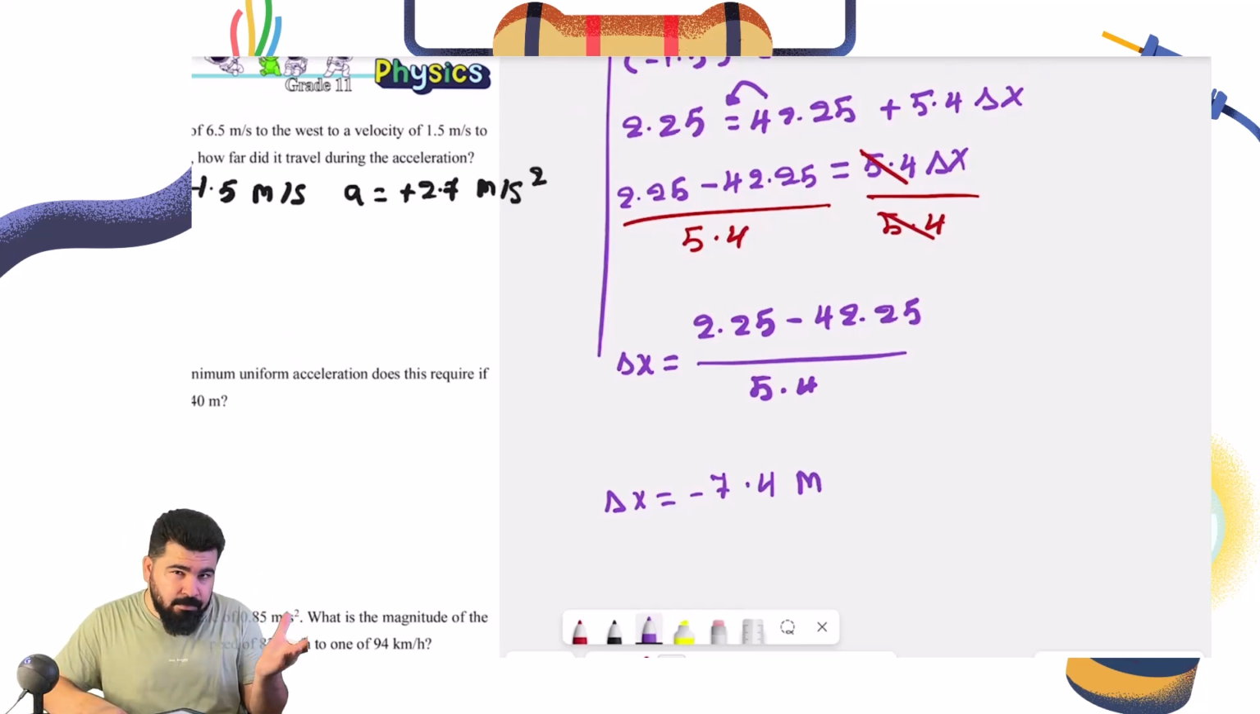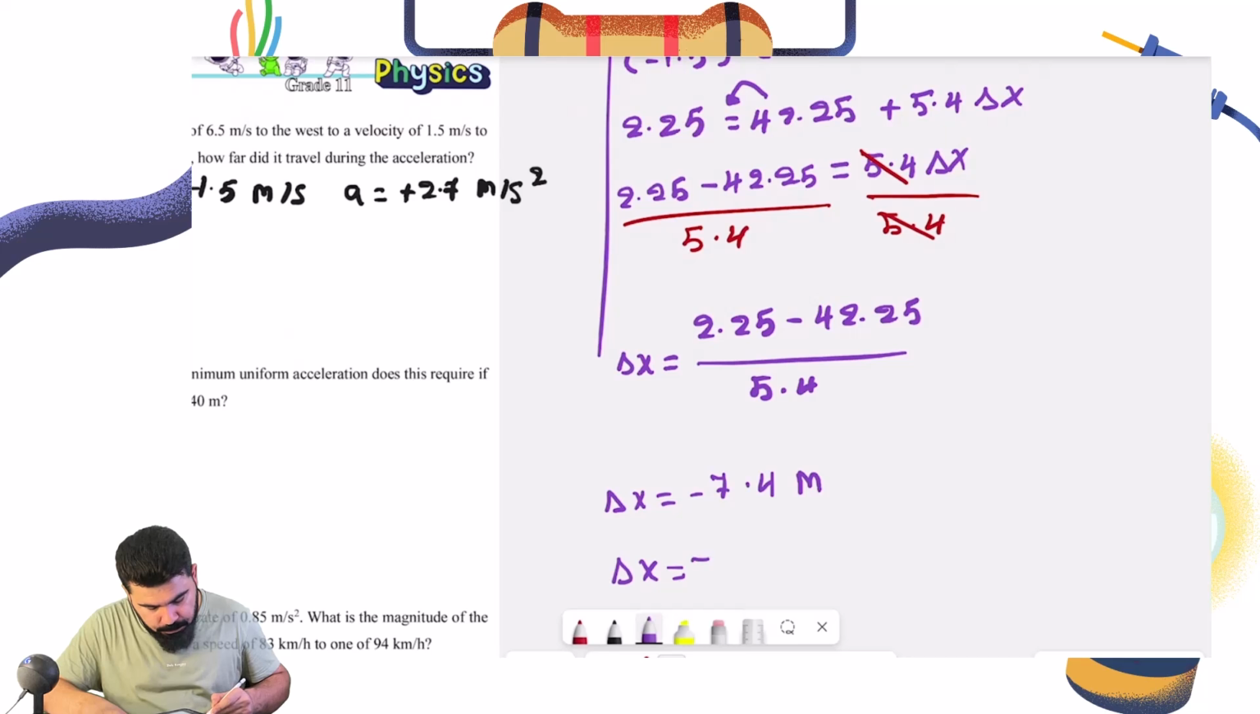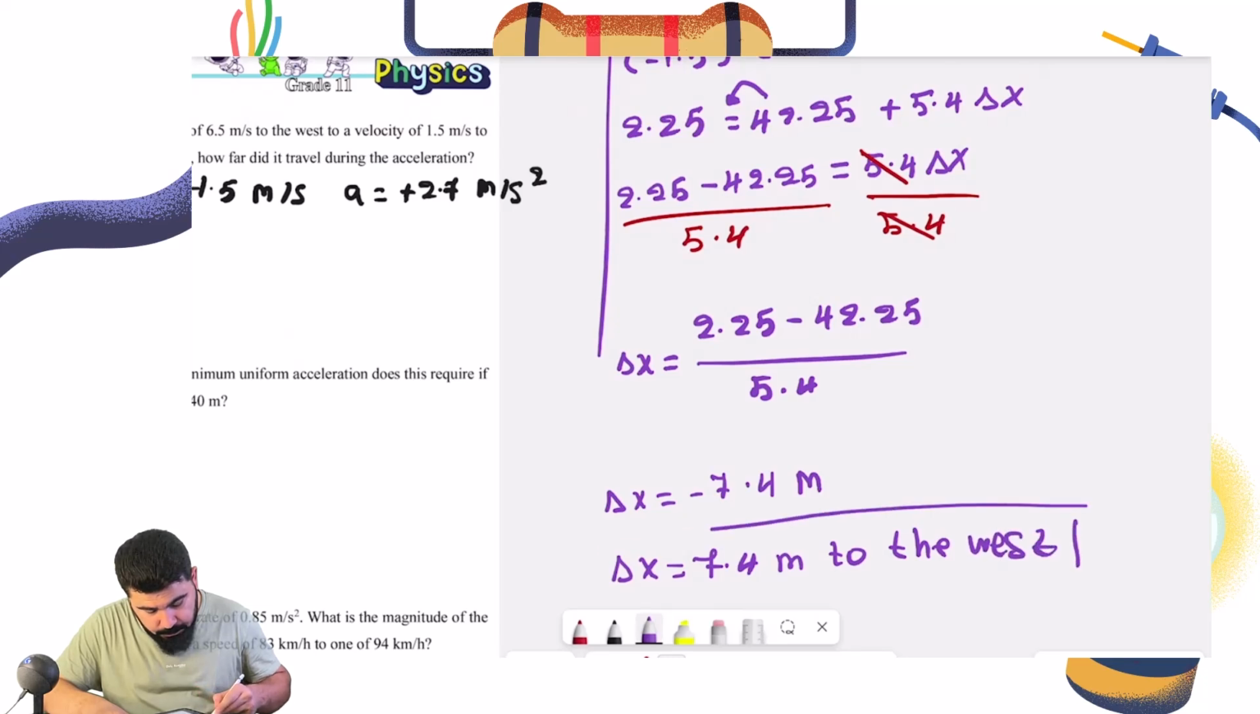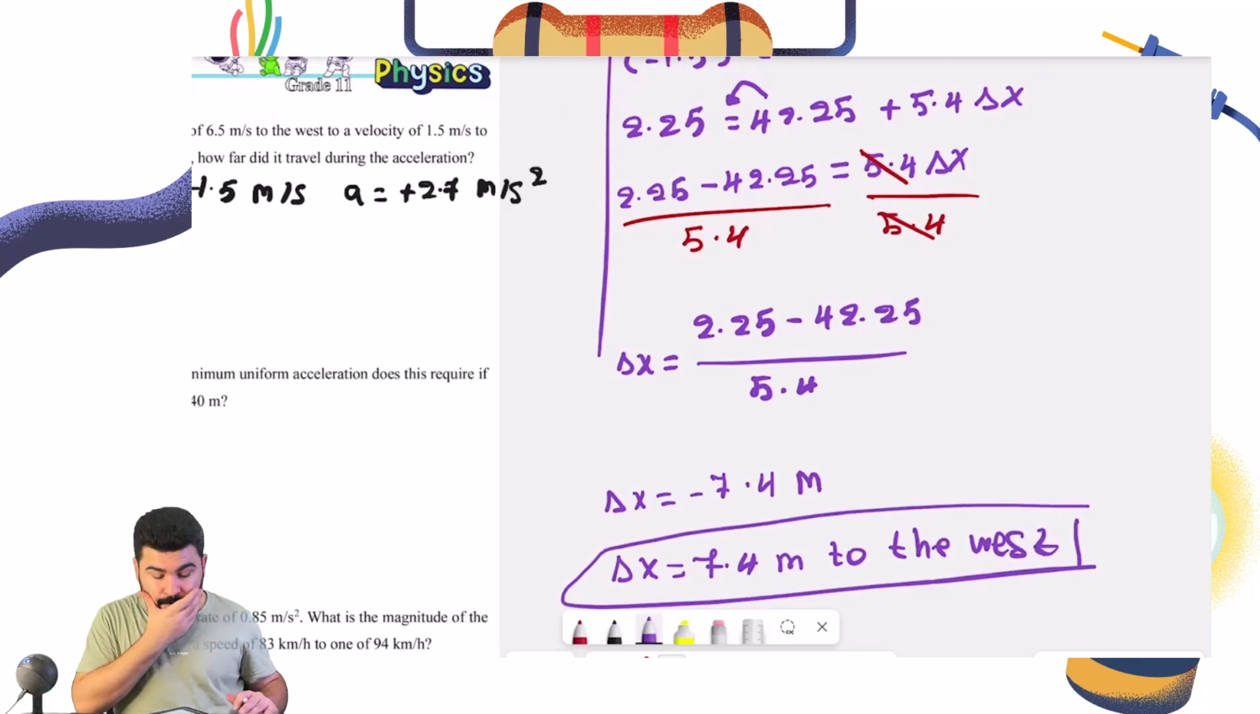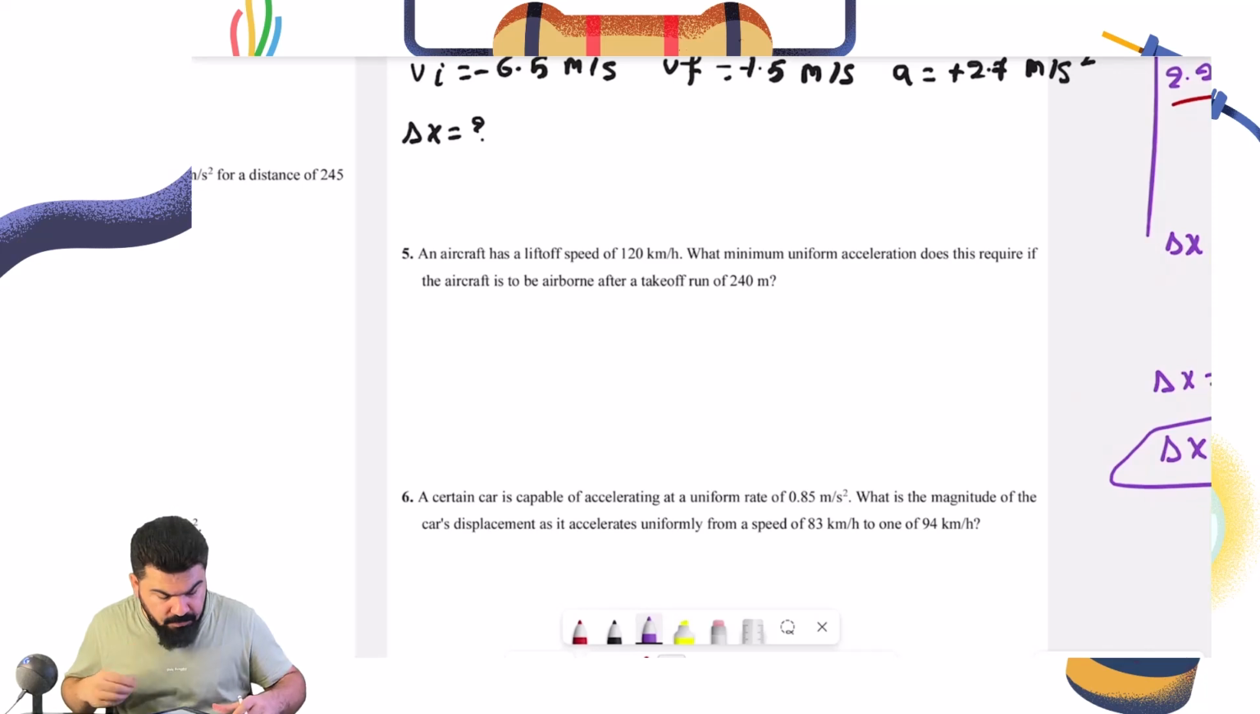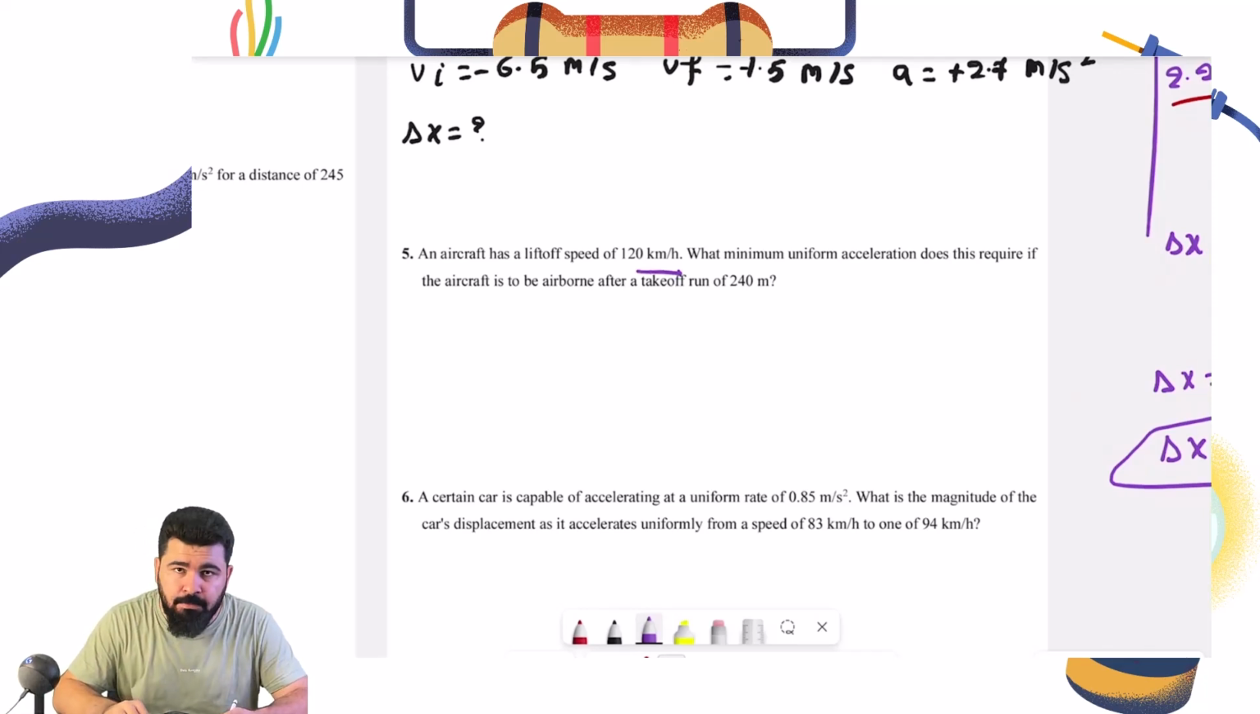It's negative. So what else can I say? I can say delta x is equal to 7.4 meters to the west. Okay? This is delta x. And this was question 4. Questions 5 and 6 are for you. You're going to use the same equation. Just when you have kilometers per hour, divide by 3.6 to change it to meters per second.